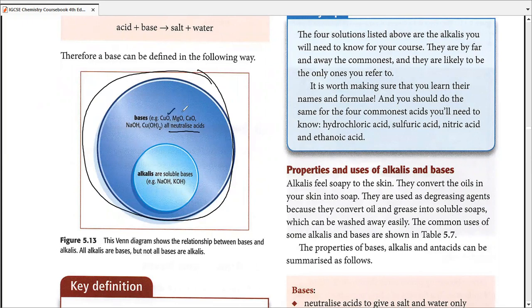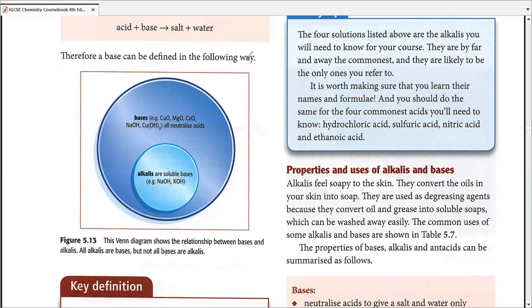Some of them are insoluble in water, or some of them are soluble in water. The ones which are soluble are given in a smaller circle. We call them alkalis. They are soluble. There may be others which are completely insoluble. For example, copper oxide is insoluble in water. And there are others which we are going to see in the upcoming table.